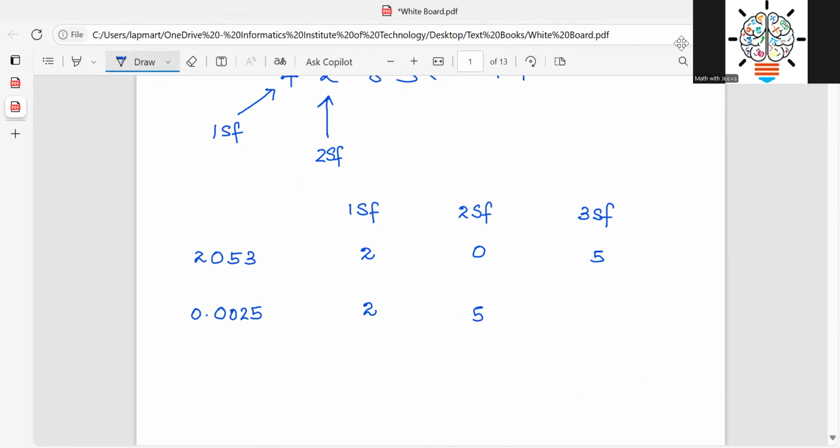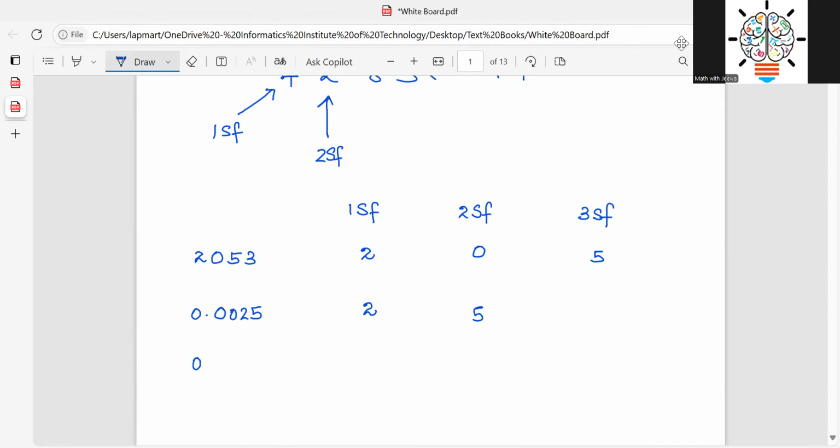Now you might think why the teacher didn't consider the first 3 zeros as the first significant figure. Why did the teacher select 2 as the first significant figure? Keep this in your mind, children. I repeat, the first significant figure always should be a number between 1 and 9. It cannot be 0.